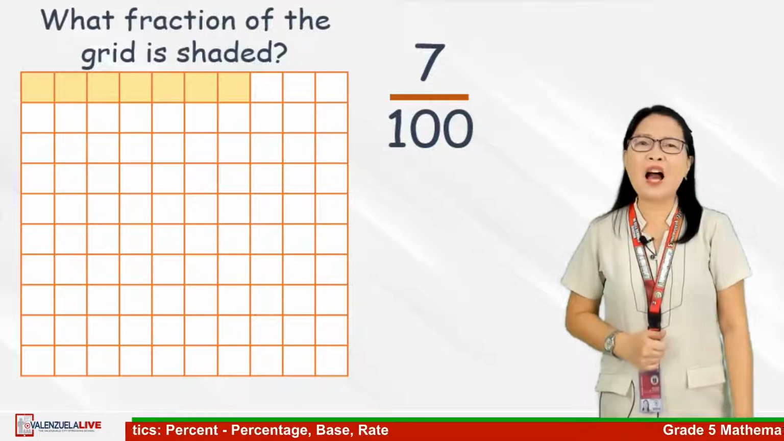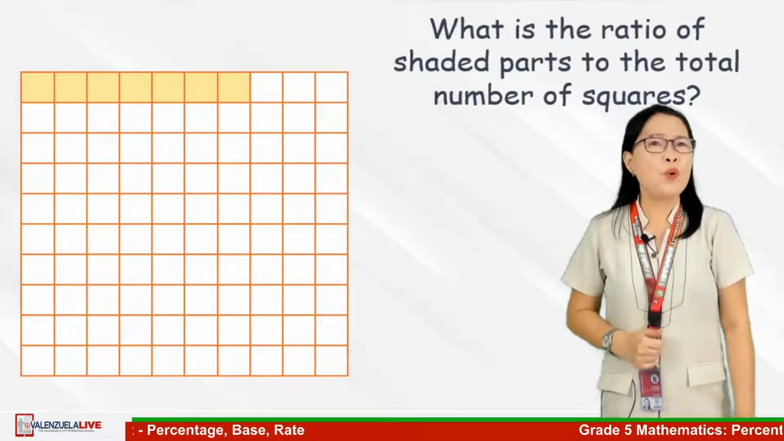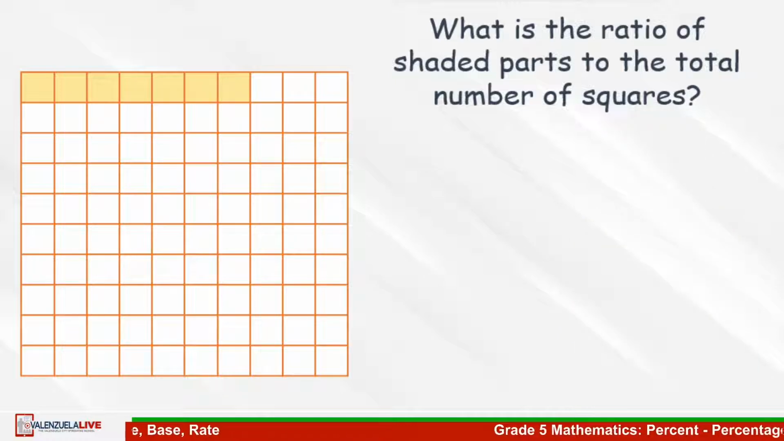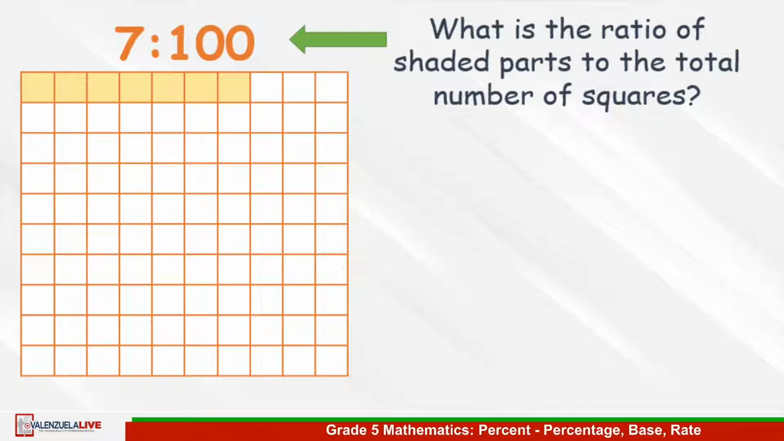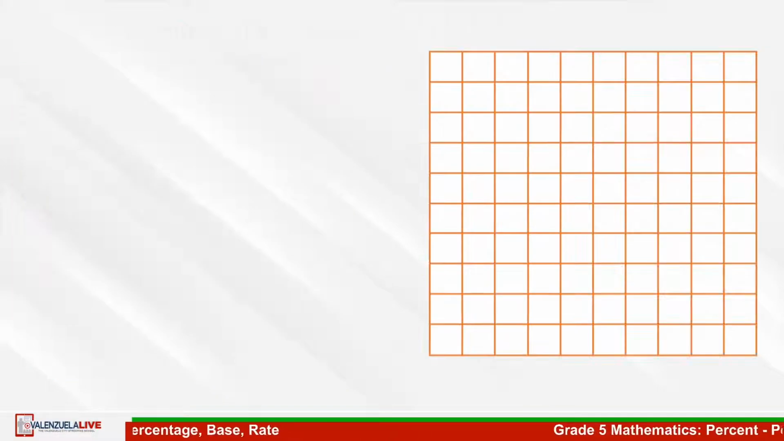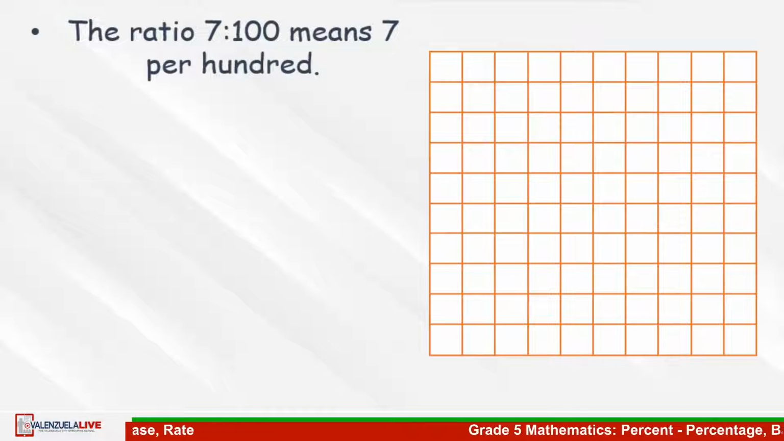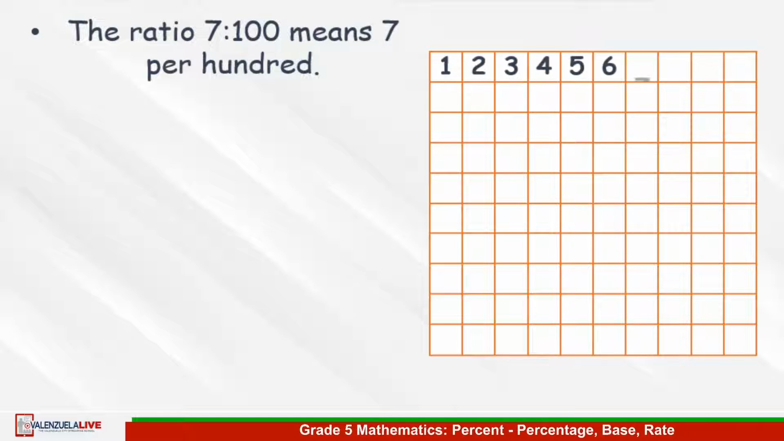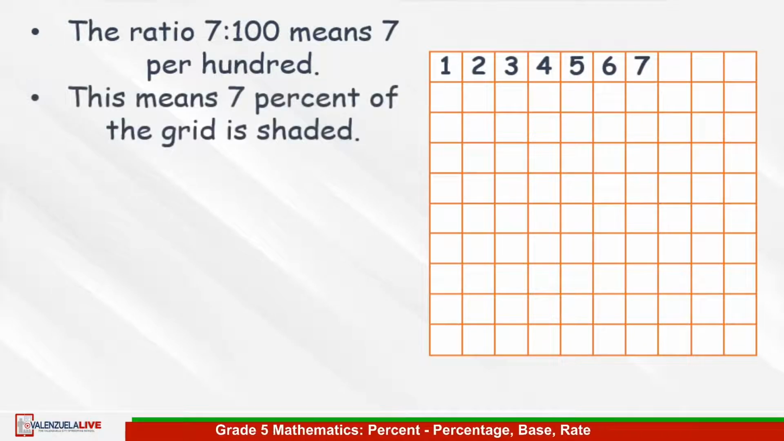This time, what if I asked you, what is the ratio of the shaded parts to the total number of squares? Let's find out. You're right. It's 7 to 100. If we compare the number of shaded parts to the total number of squares, it is 7 to 100. Now, the ratio 7 to 100 means 7 per 100. This means 7% of the grid is shaded.